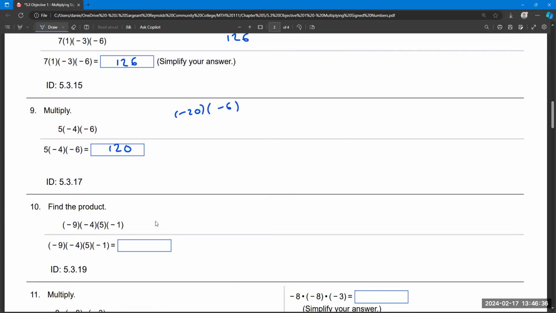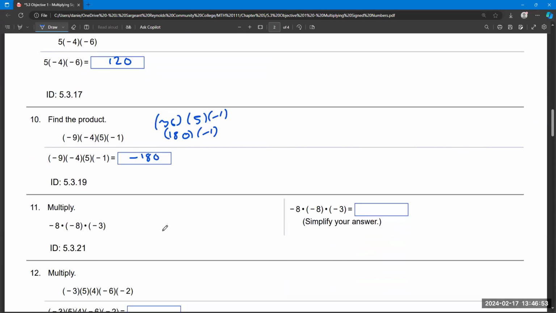-9 times -4 is a positive 36. Times a positive 5 is going to be 180. Times a -1 is going to be a -180. -8 times -8 is going to be a positive 64. Times a -3 is going to be a -192.